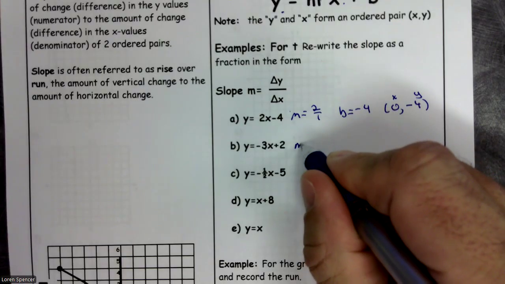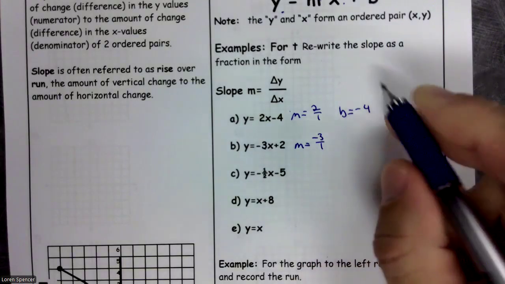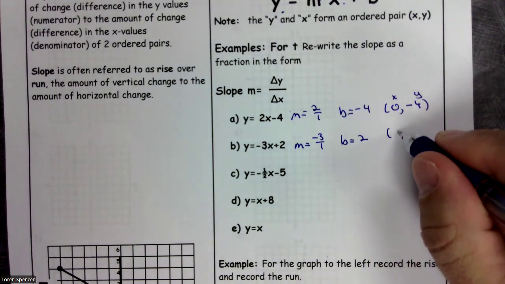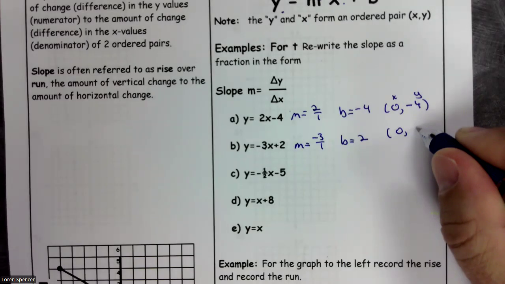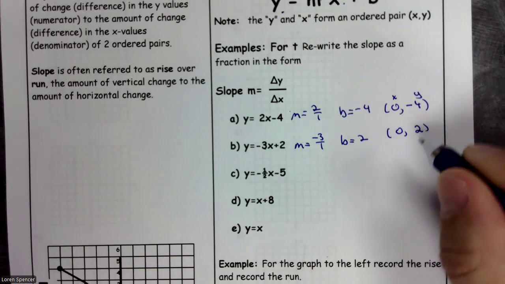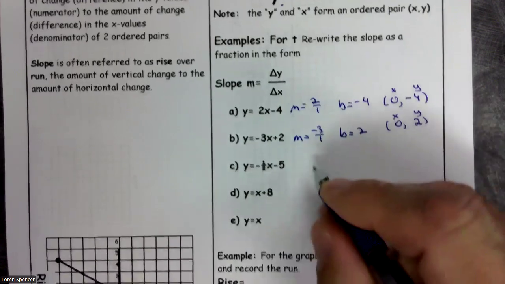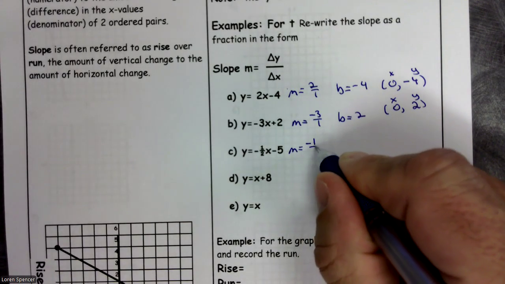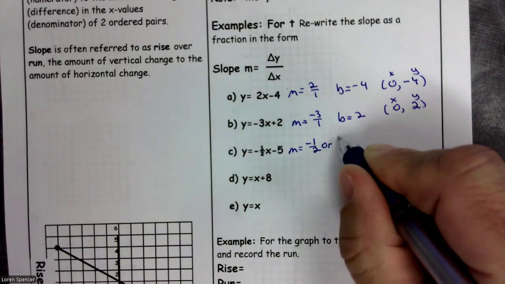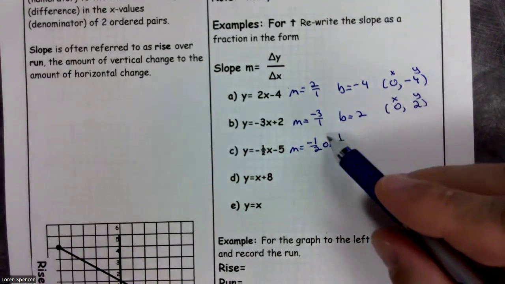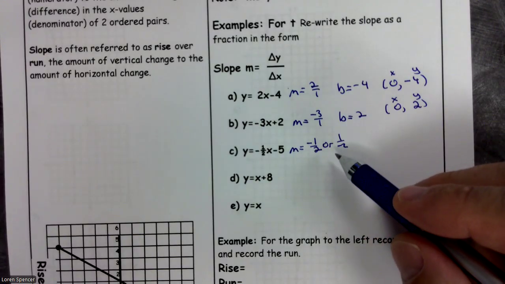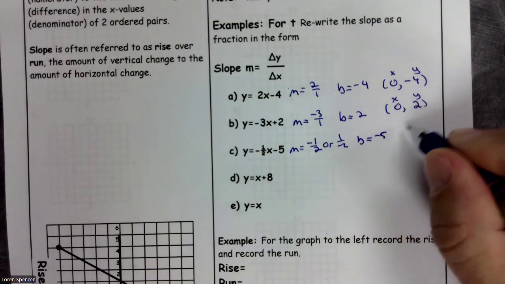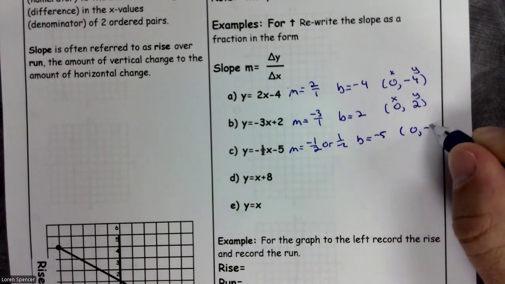This one, my slope is going to be m equals -3 over 1. So b equals 2. And my ordered pair for my y-intercept is 0, 2, where this is my x and this is my y. Here it's already a fraction. So m equals -1/2. And it could be 1 over -2. It doesn't matter where you put the negative as long as you only have one negative. In this case, b equals -5. So our ordered pair is 0, -5.